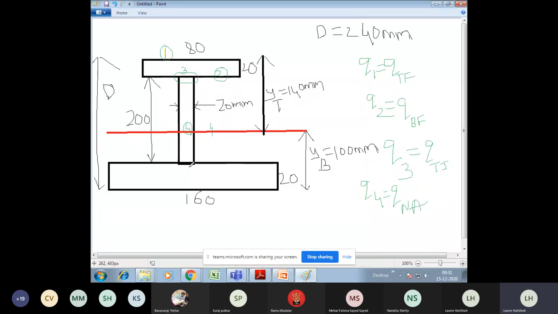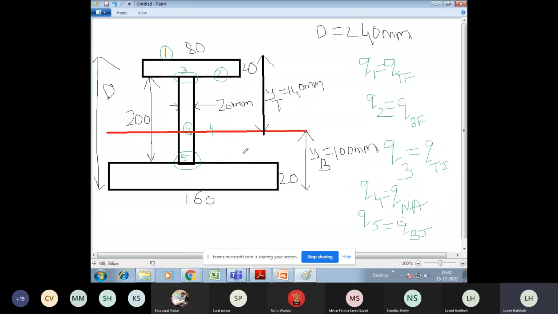Next, calculate the shear stress here. That is the junction of the web and the bottom flange. I'll repeat, the junction of the web and the bottom flange. Calculate here, Q5. This is the junction of the bottom flange and the web, so I will call it Q bottom junction, QBJ.